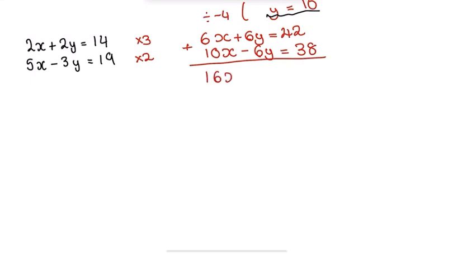6x plus 10x is 16x. My y's will cancel out. 42 plus 38 is 80. Now to solve this, I've just got x on its own. I'm going to get rid of that 16 by dividing both sides by 16, leaving me with x equals 5.